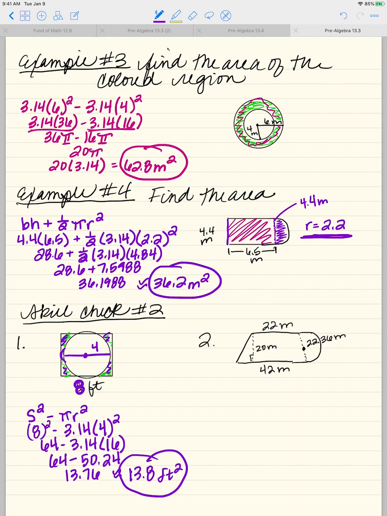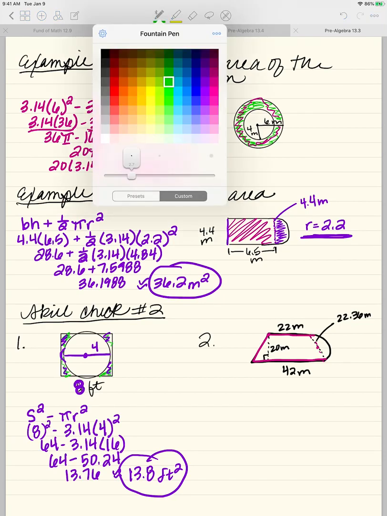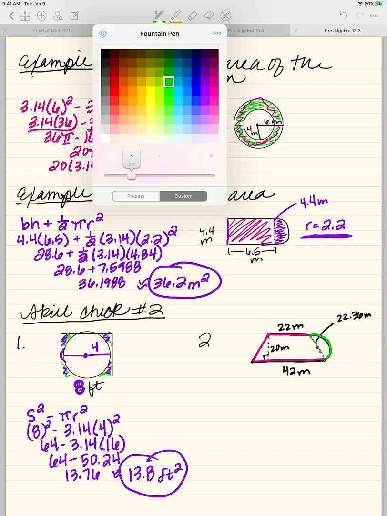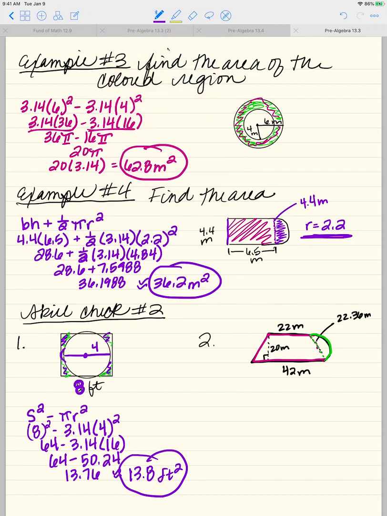Number 2, let's figure out. All right, so number 2, we have 2 figures happening here. I think it's going to be really tempting for you to think that there's 3, that there's a triangle and some sort of trapezoid-y kind of thing and a circle. There's a trapezoid and a half circle. Here is our trapezoid, and then here is our half circle. So the area is going to be the area of these 2 figures combined.